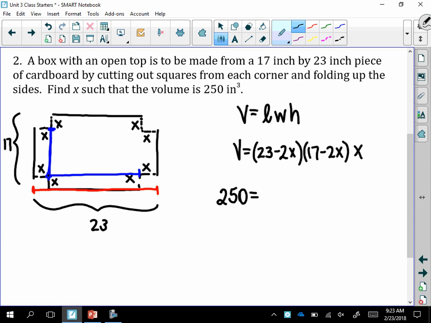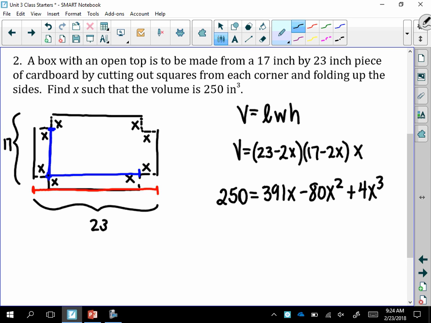So let's do 23 times 17. 391. And then notice I'm going to distribute the x in. So 23 times 17 is 391. Distribute x in, you get 391x. Then I have negative 46x and negative 34x, which would give me negative 80x, and then multiplied by x would be negative 80x squared. Then negative 2x times negative 2x would be a positive 4x squared, times x would be positive 4x cubed. So there's what we've gotten in multiplying out the length times the width times the height.